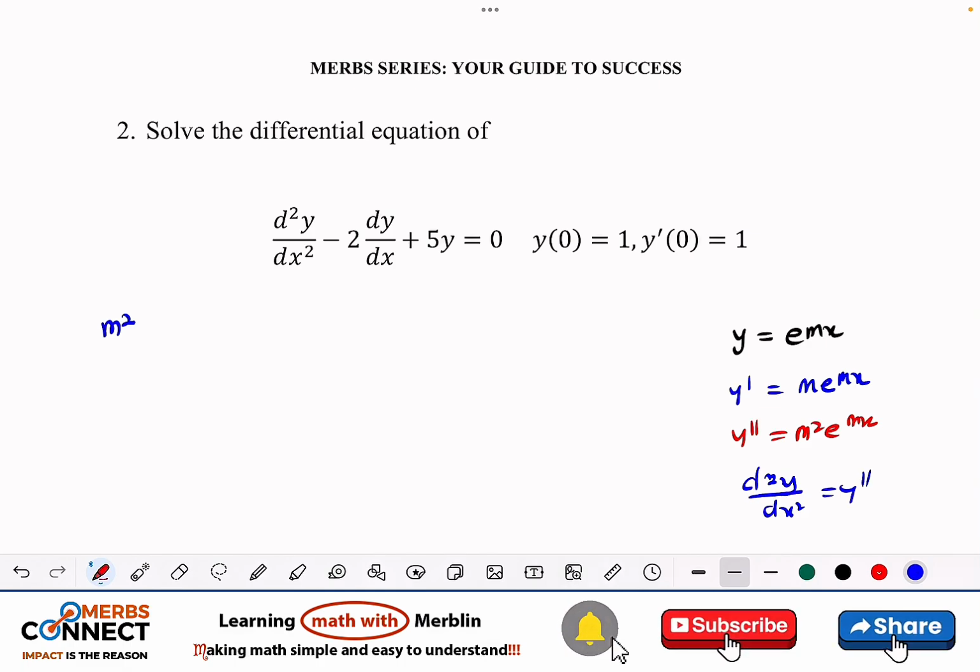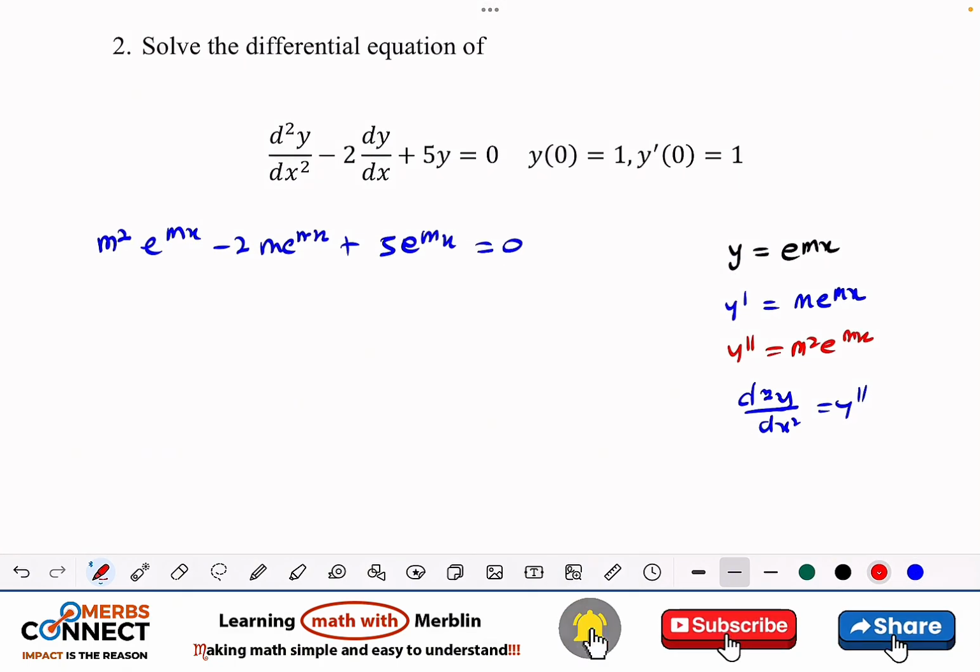So if we see something like that, e to the power mx minus 2 dy over dx, that is the same as y prime. So I'm going to have m squared e to the power mx minus 2m e to the power mx plus 5 times e to the power mx is equal to 0. So let's go through the same procedure again. Factor e to the power mx out. m squared minus 2m plus 5 is equal to 0.